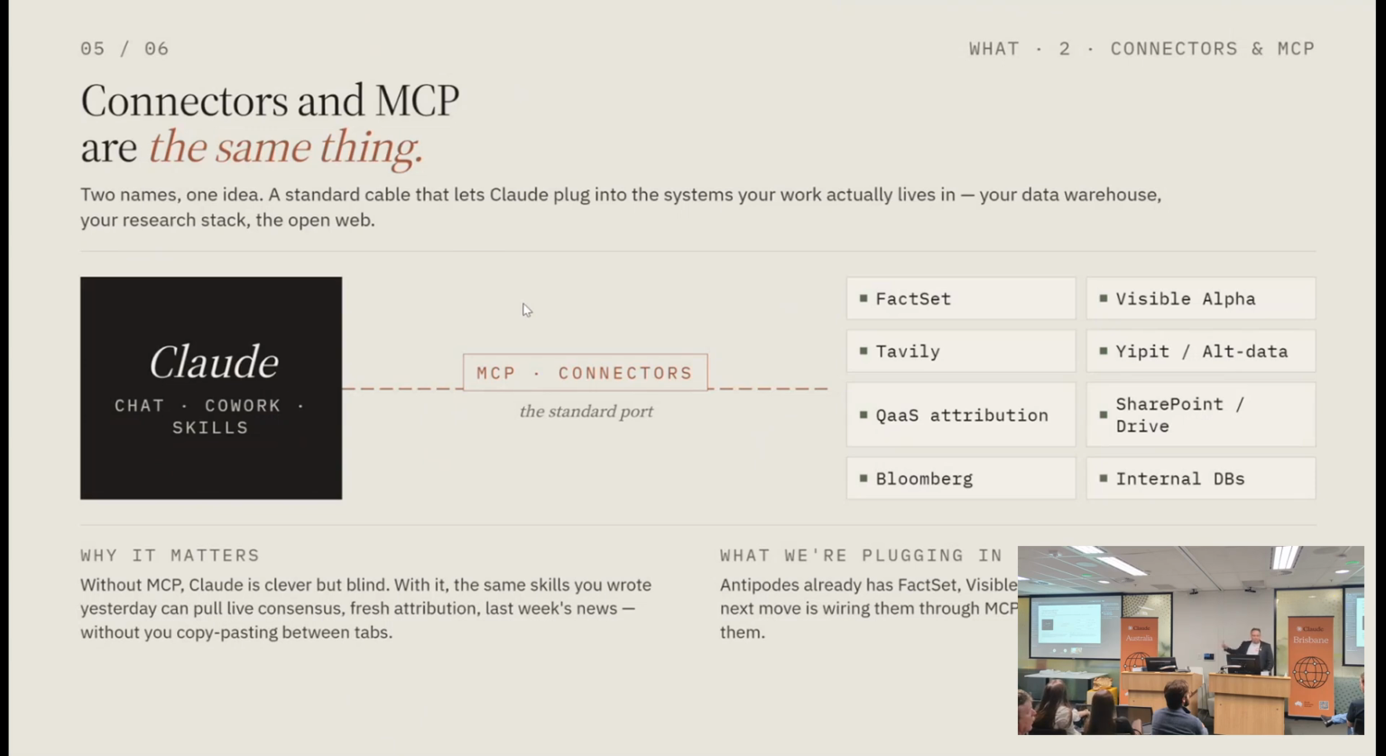Now you see two terms on this list: connectors and MCPs. MCP is the original name. MCP is Model Context Protocol. That's what Anthropic came up with.